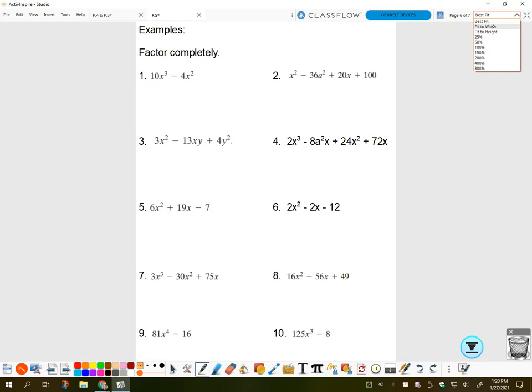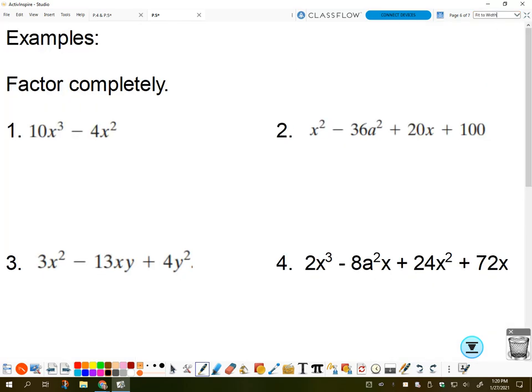I'm trying to make it a little bigger. Hold on. Okay. All right. And we're going to skip number 4 because I don't know what I was thinking when I wrote that problem. I realized that yesterday when I did this with my other class, but I forgot to fix it.